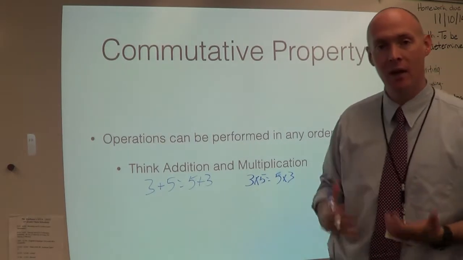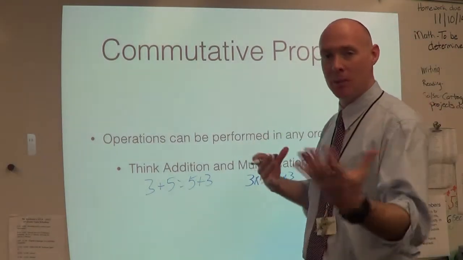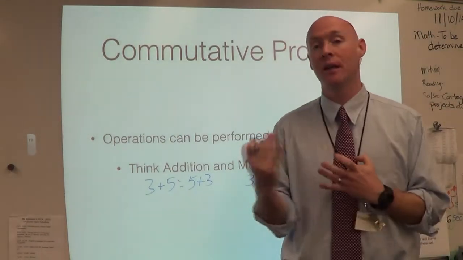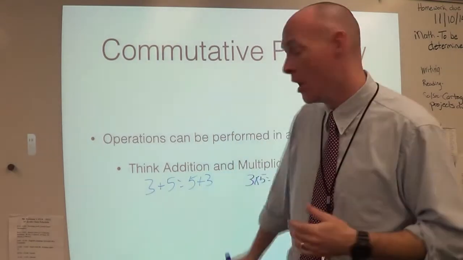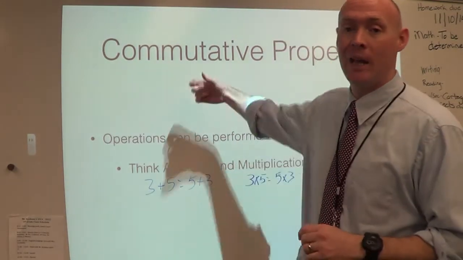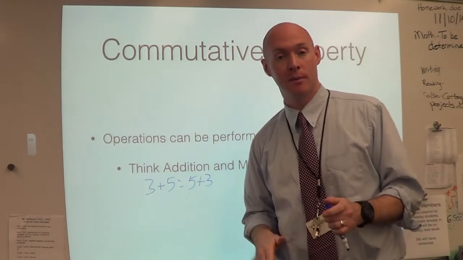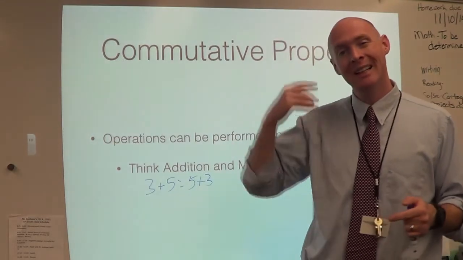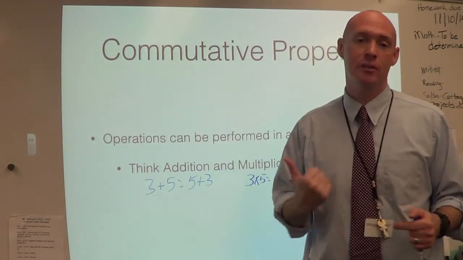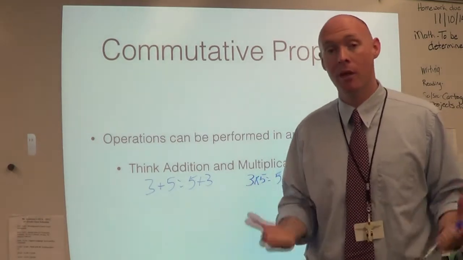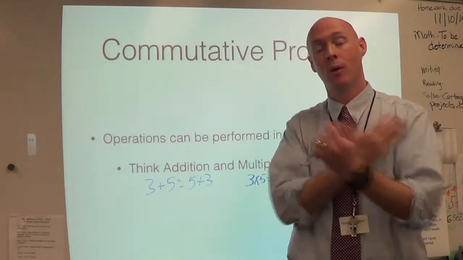Now you're probably thinking, okay, but what isn't commutative property? Think subtraction, think division. Their order matters. With addition and multiplication, which have the commutative property, order doesn't matter. So let's take a look at multiplying fractions by whole numbers. And again, we're dealing with multiplication, so commutative property, order doesn't matter.